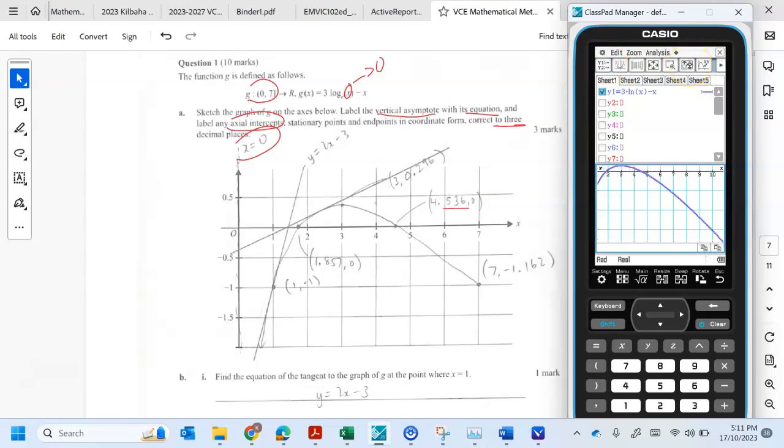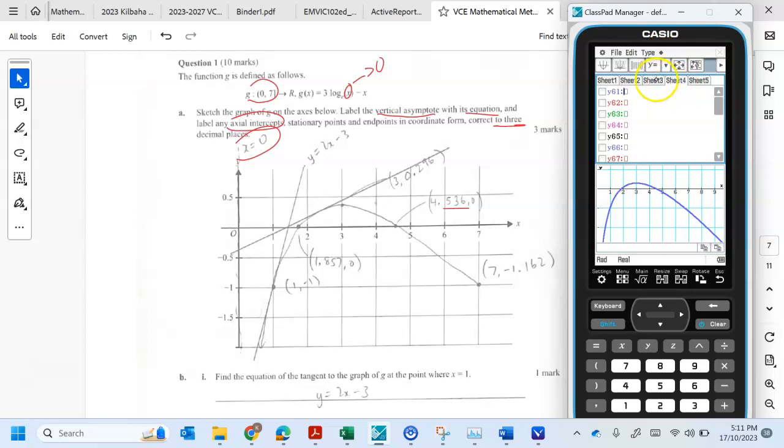All right, so you can see the graph there, and if I want to do those x-intercepts, so sketch, oops, sorry, G-solve, let's get back on. I think I touched the wrong sheet. There we go.